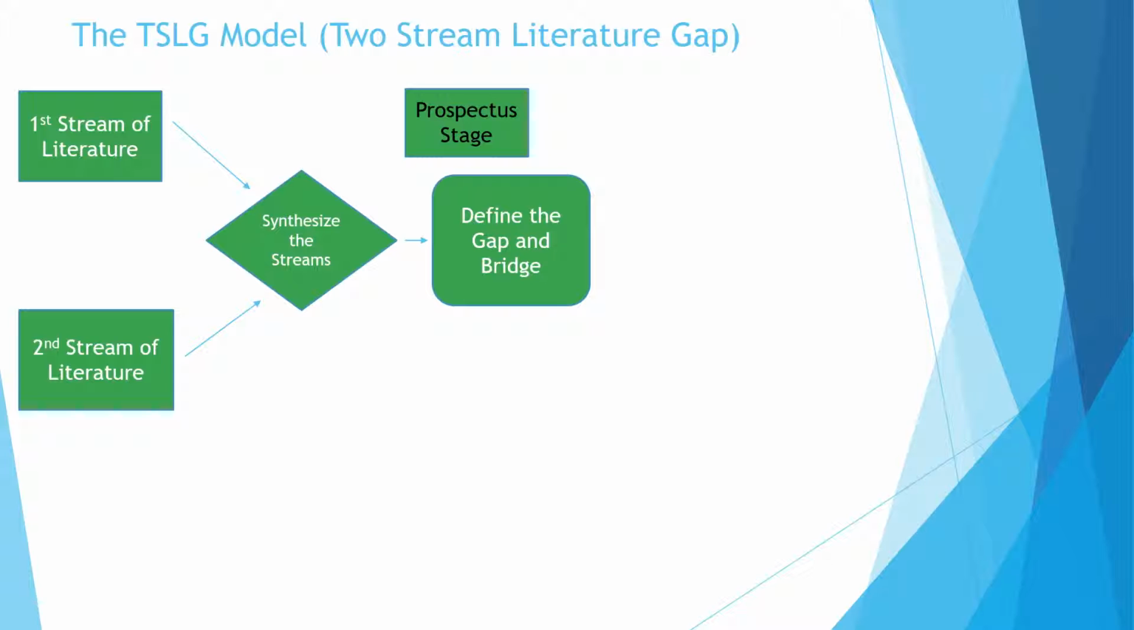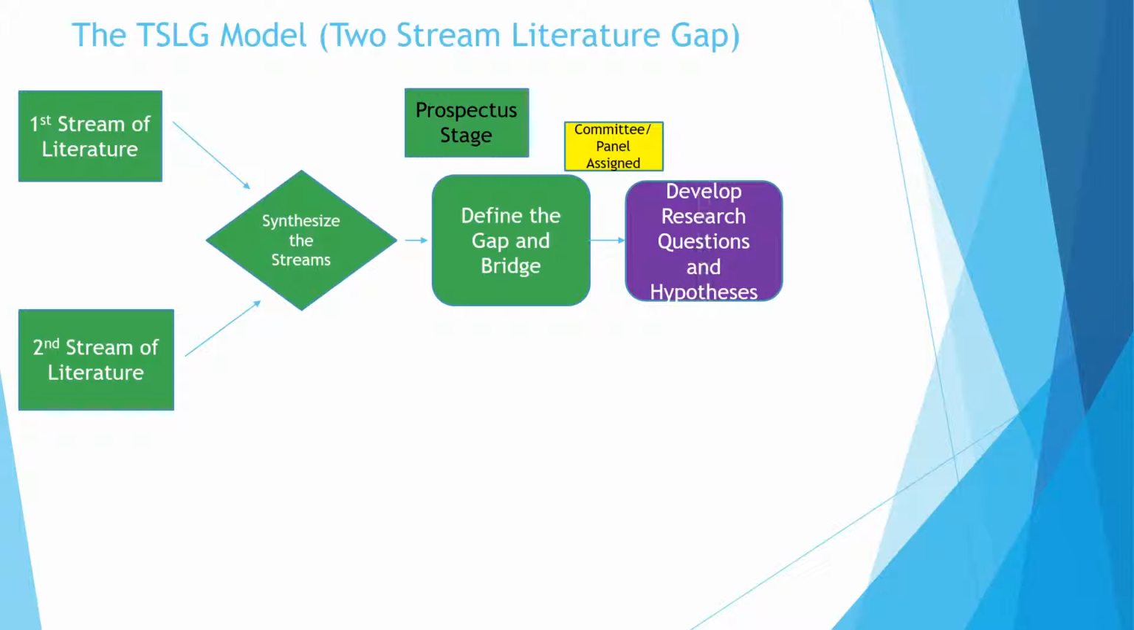So the gap is the two streams of literature that have now been brought close together, and the bridge is what you propose is the logical linkage between these two streams. Once that's approved, you will then be assigned a committee for your dissertation. And then we move on to the next stage.